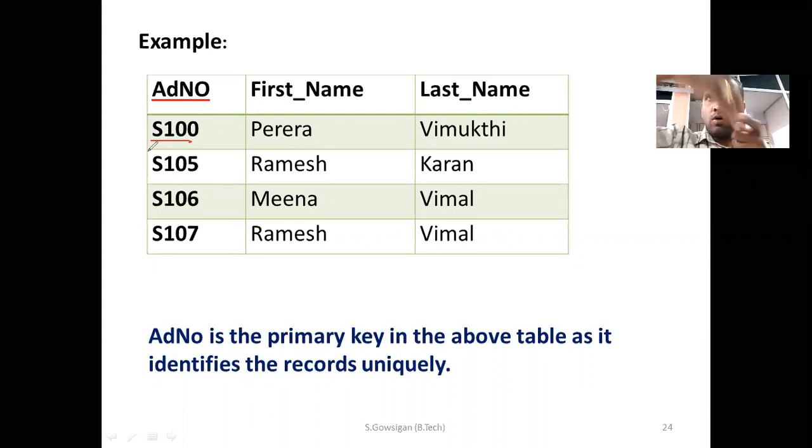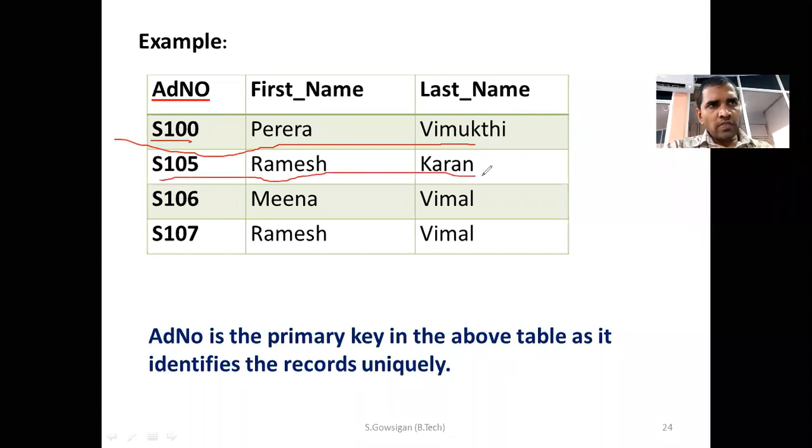So try to compare my real world example with the table. In the real world example, there are students sitting in front of me. In this table, every record has a student. In my real world example, to identify a person, I use the admission number. So similarly, to identify the first record, which means the first person, S100 is important.